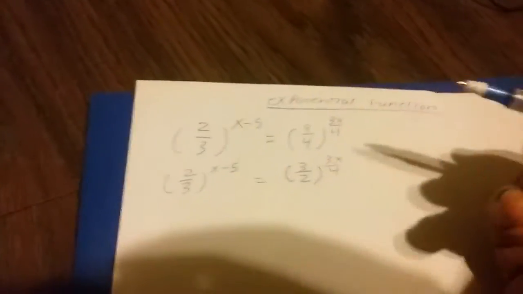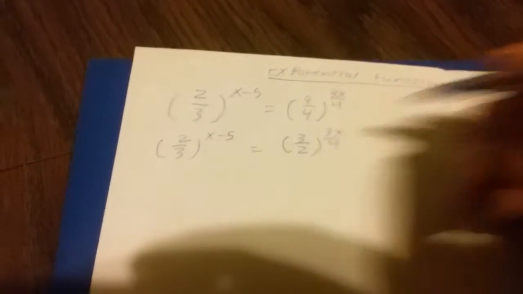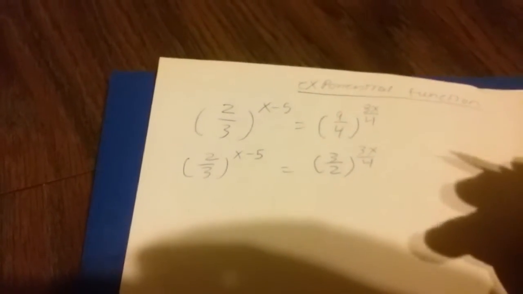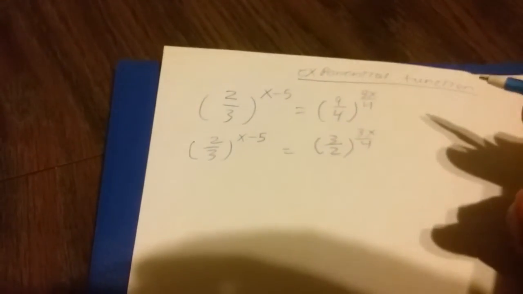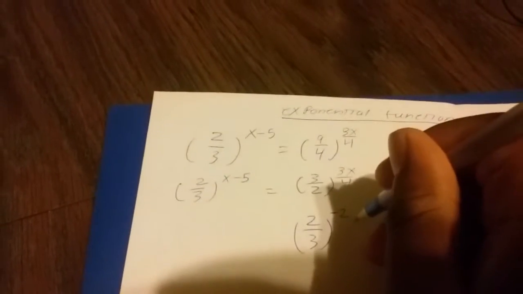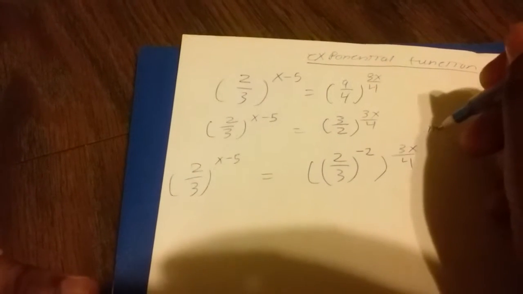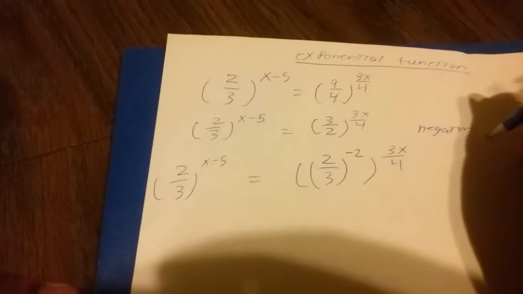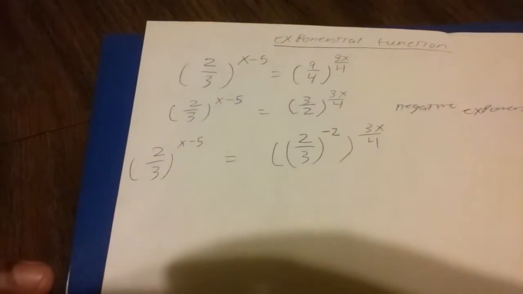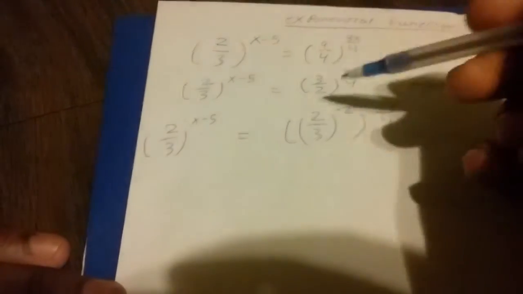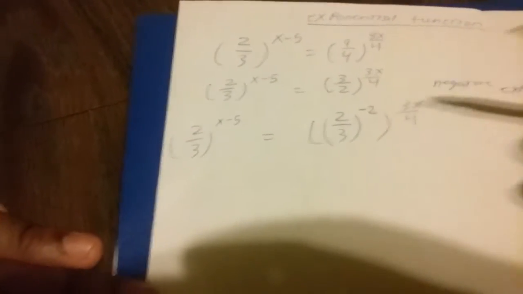But we want to get 3 over 2 equal to 2 over 3. How we're going to do this is by using the negative exponent rule. Using a negative exponent, we would have to switch 2 to the third. The negative exponent is negative 2. And in order for us, because we were able to switch it, now the exponent is a negative. And this is where we use the negative exponent rule.